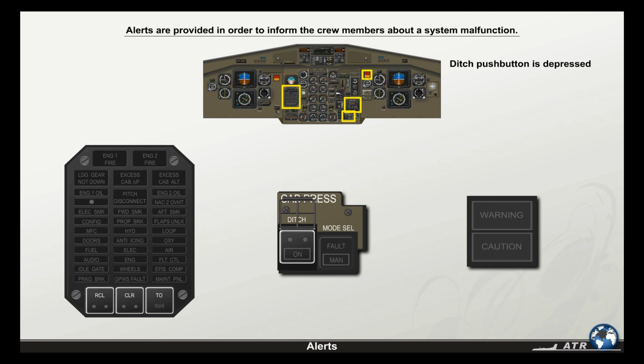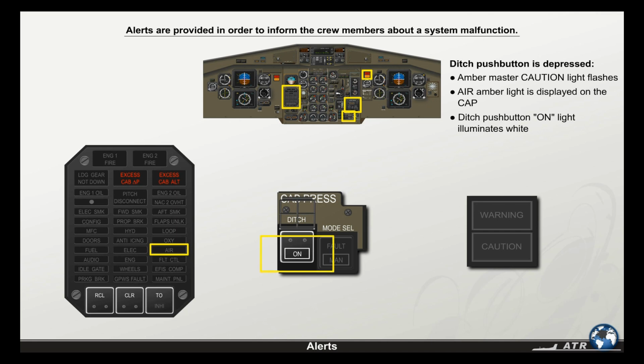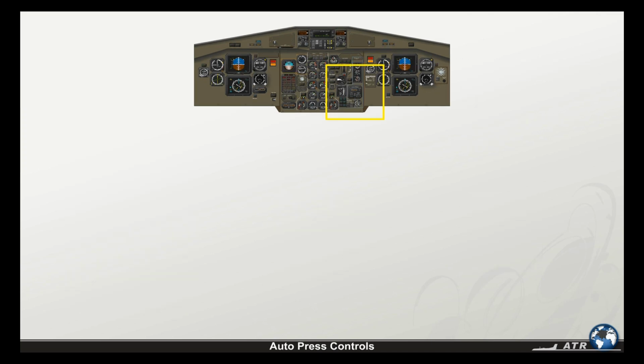If the ditch push button is depressed, the amber master caution light flashes. Air amber light is displayed on the CAP, and the ditch push button on light illuminates white. A single chime is generated by the CCAS.